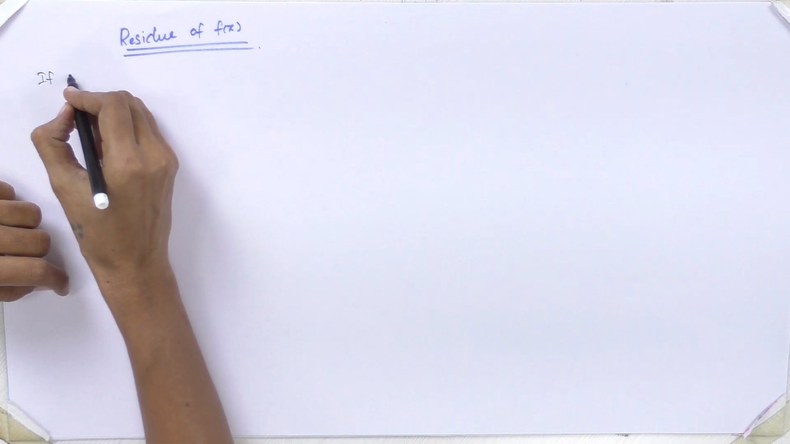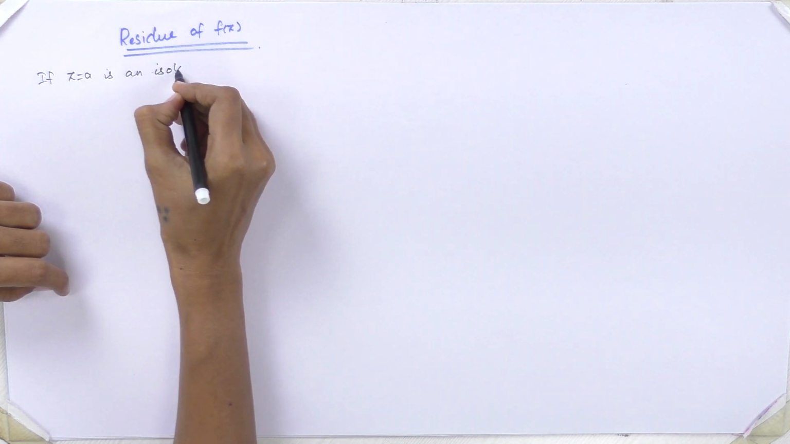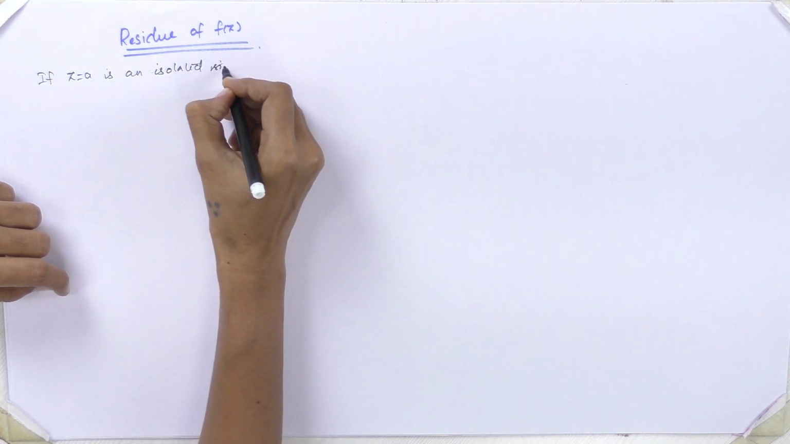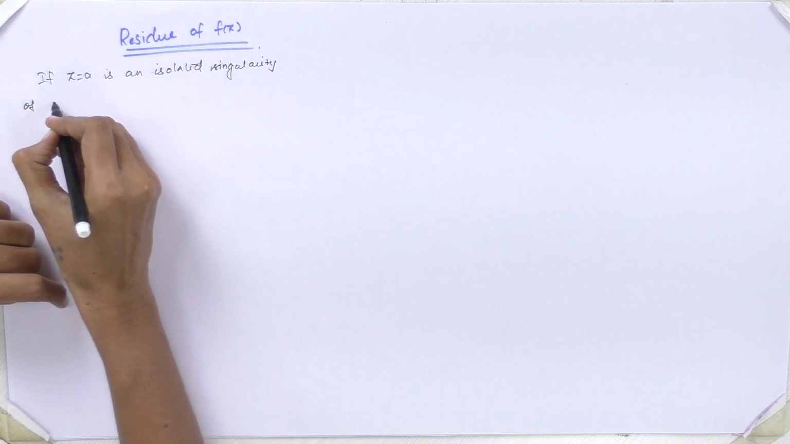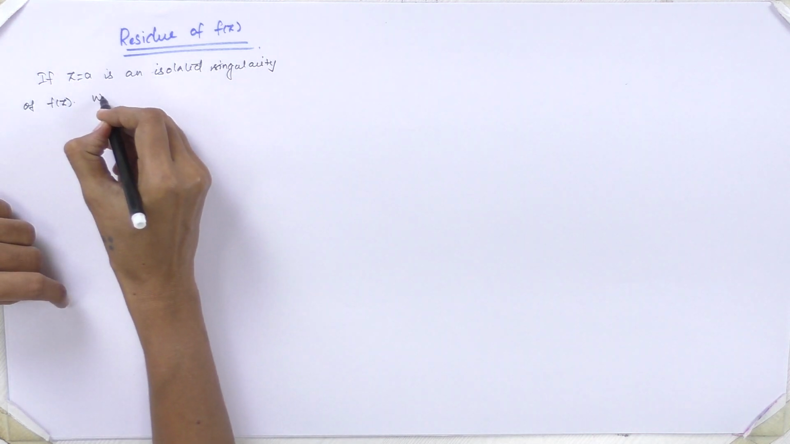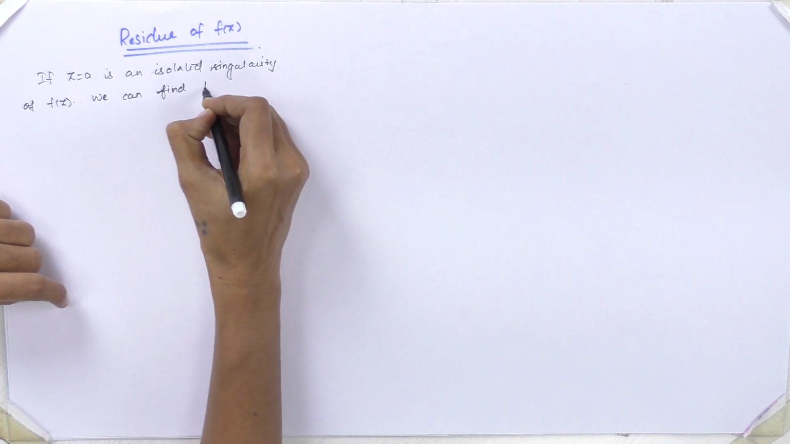In this video, we are going to see the residue of an analytic function f of z at the point z equal to a. So let us see how to calculate the residue of f of z. If z equal to a is an isolated singular point or singularity of the function f of z, we can find the Laurent series.